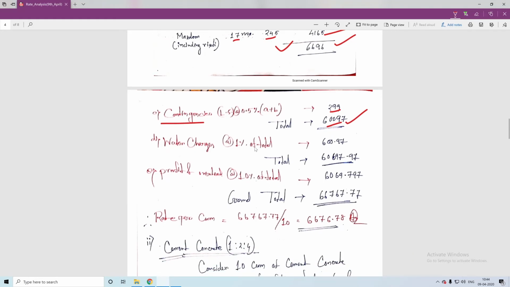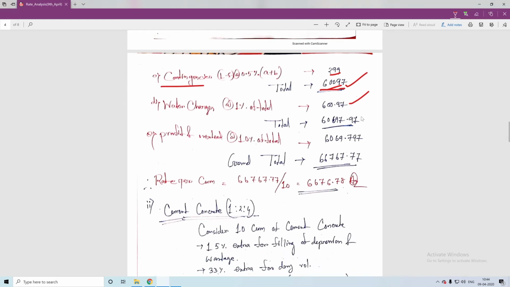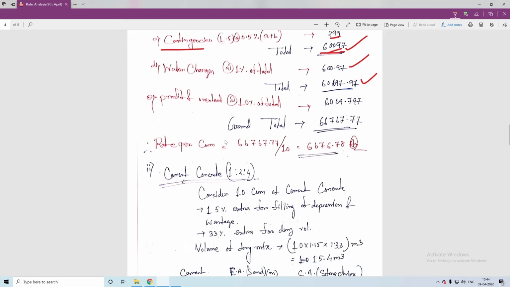Now water charges are 1% of total, that means 1% of this value. So very simple, just divide by 100, so 600.97. Then you cumulatively add this, then you will get this value. Then the profit or overhead, that means this is the construction profit, the contractor will get this 10% benefit. So 10% of this value is 6069 point this one, and the grand total is this.